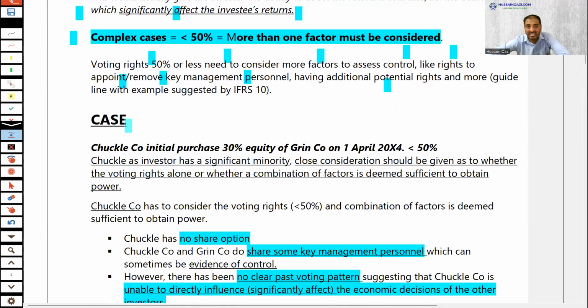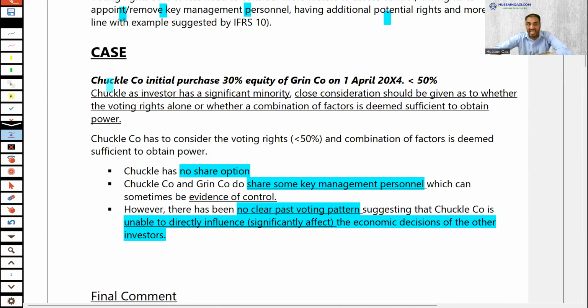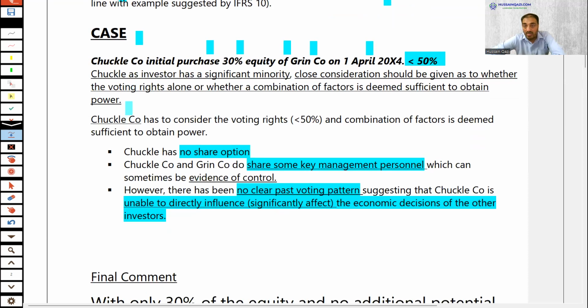Then the remaining 2 marks are about the application, the case application. Chuckle company initially purchased 30% equity of Grin company on 1st April X4. So that means less than 50%, so then we need to consider other factors. Chuckle, as an investor, has a significant minority because Chuckle is the only investor having 30%. Otherwise, other investors hold no more than 10%.